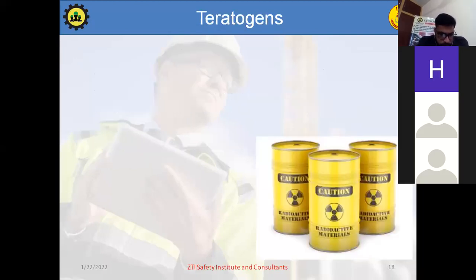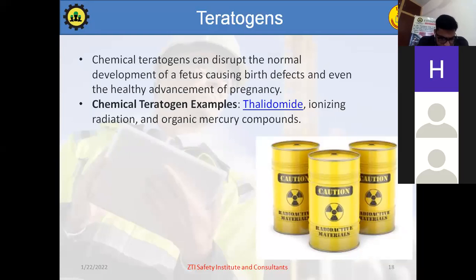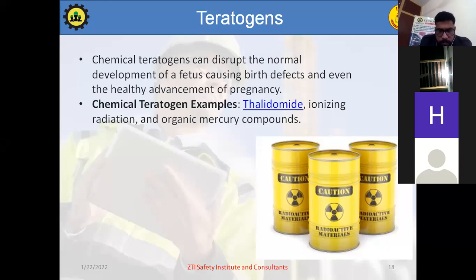Then we have teratogens. These are the chemicals which disrupt the normal development of the fetus, causing birth defects and even affecting the healthy advancement of pregnancy. Female workers are mostly affected by these kinds of chemicals. The hazard is very, very severe in the case of fetus development. There are certain examples which we have witnessed and studied, where the presence of these chemicals in the workplace, and especially female pregnant workers dealing with them, has led to birth defects.